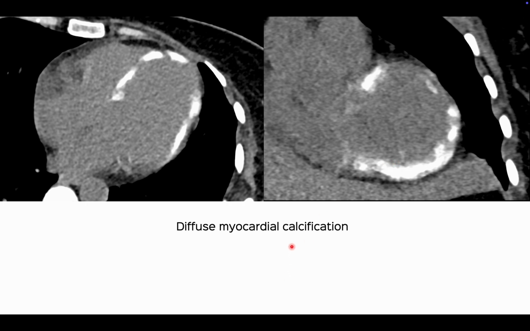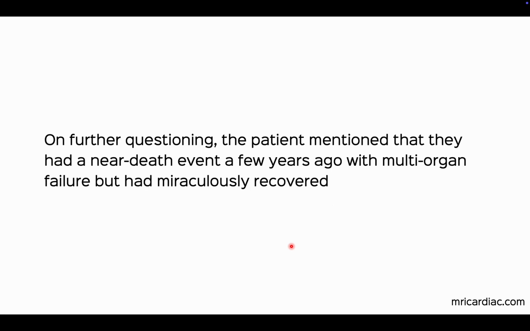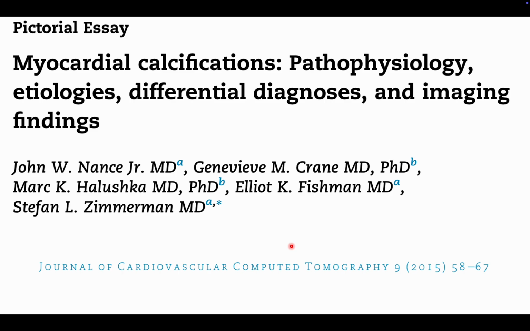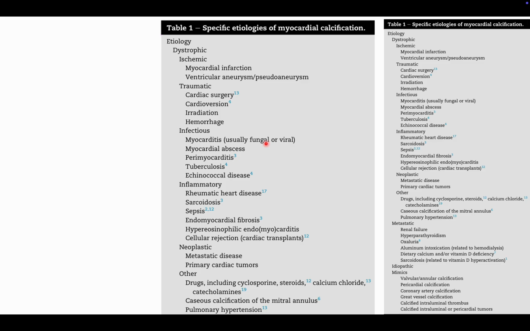You would have expected that this patient would have cardiac problems, but the echo was absolutely normal. On further questioning, the patient mentioned that they had a near-death event a few years ago with multi-organ failure, but then miraculously recovered. So I started looking because this is the first time I've seen diffuse myocardial calcification. And there's this lovely pictorial essay in the Journal of Cardiovascular Computed Tomography that talks about myocardial calcification and all the mimics, etc.